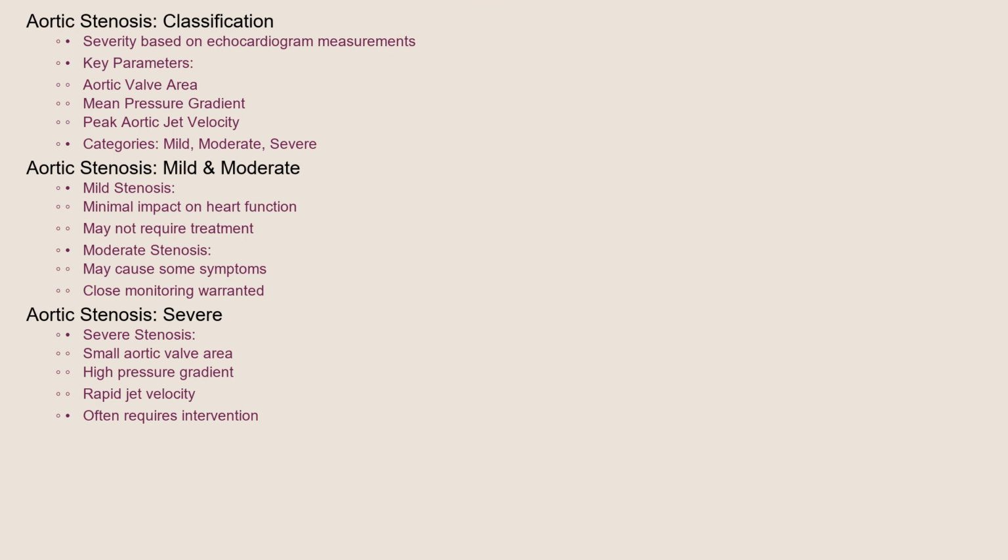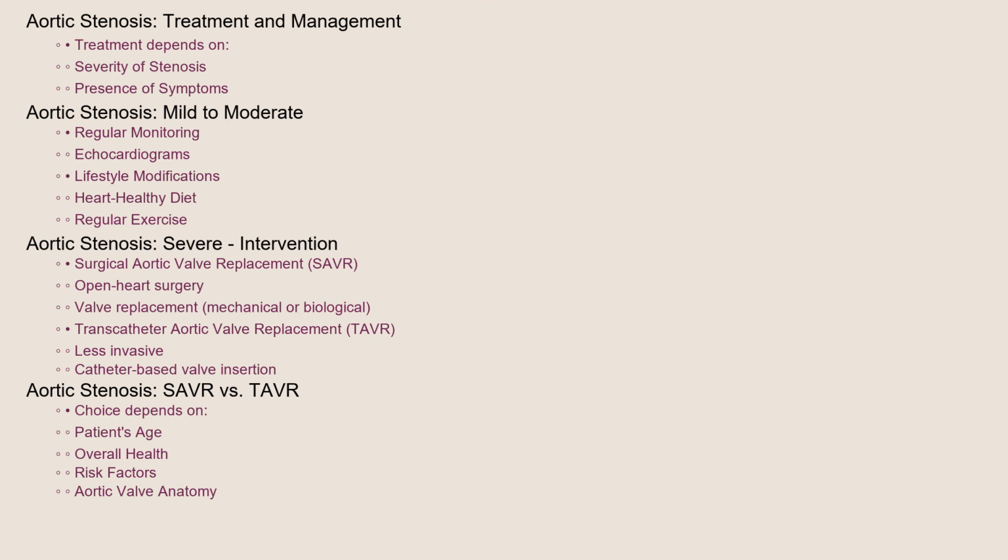Aortic stenosis is typically classified based on the severity of the valve narrowing, which is determined by measurements obtained during an echocardiogram. The key parameters used for classification include the aortic valve area, the mean pressure gradient across the valve, and the peak aortic jet velocity. Aortic stenosis is generally categorized as mild, moderate, or severe. Mild stenosis typically has minimal impact on heart function and may not require treatment. Moderate stenosis may cause some symptoms, and close monitoring is warranted. Severe stenosis is defined by a small aortic valve area, a high pressure gradient, and a rapid jet velocity, and it often requires intervention to prevent complications.